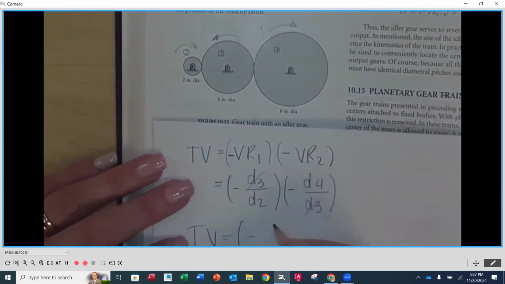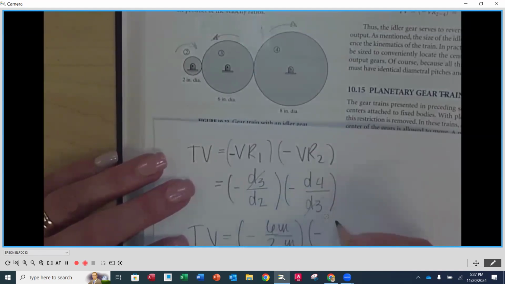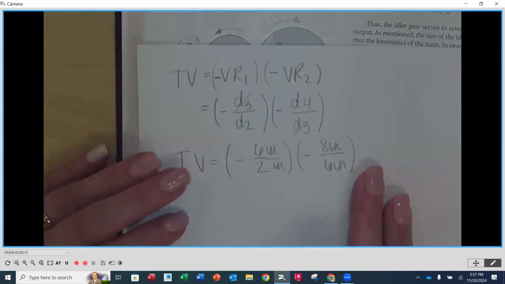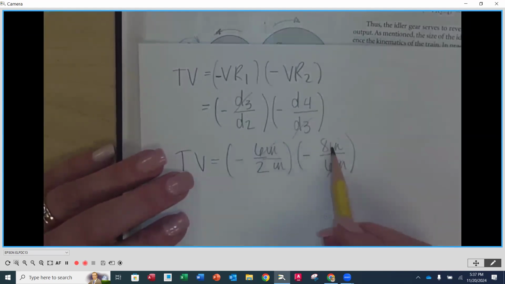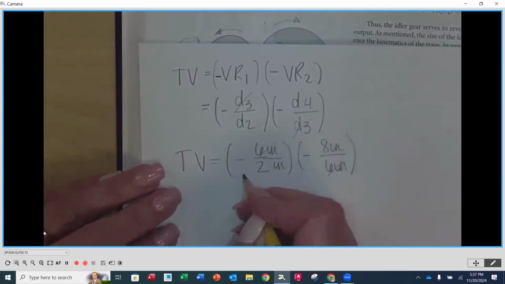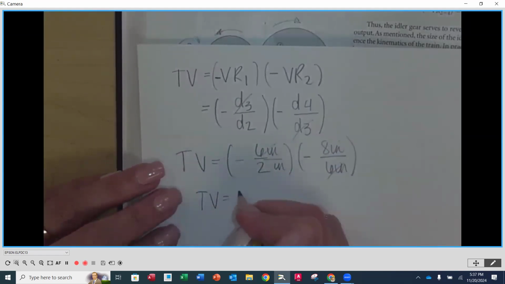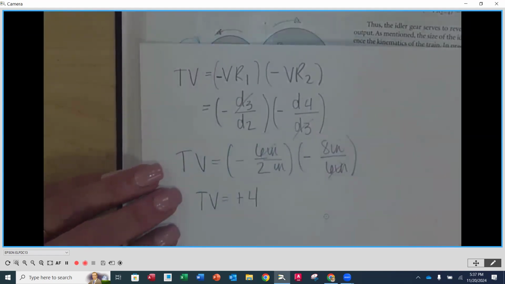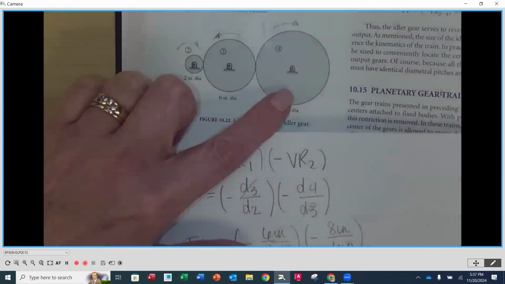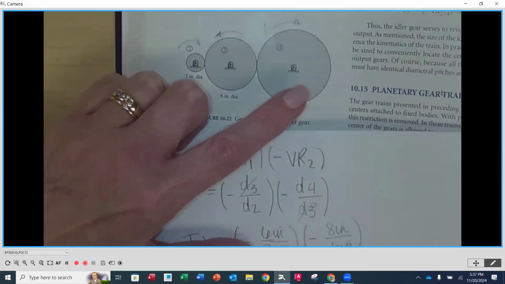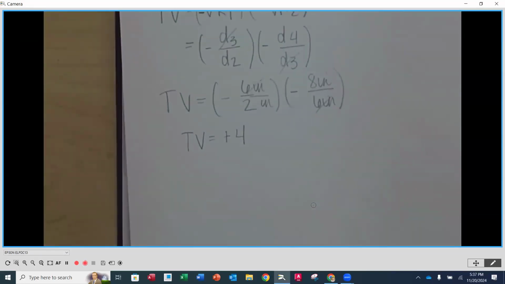We would get a train value of, and we can calculate it, a negative 6 over 2, inches, times a negative 8 inches over 6 inches. So again, the 6 would cancel train value wise, and it would simply be 8 divided by 2. And the negative times a negative is a positive. So we would have a positive 4 for our train value, which would mean that gear 2 is going in the same direction as gear 4, or I really should say the output is going to go in the same direction as the input.